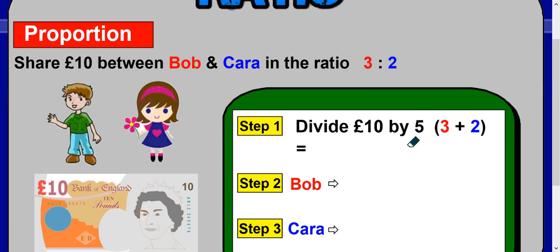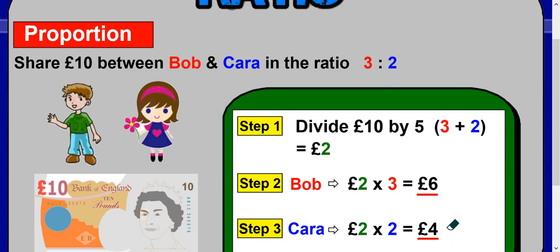You add the 3 and the 2 to get 5, and £10 divided by 5 gives £2. So Bob's getting 3 lots of that £2. That's 6. And Cara, she's getting 2 lots of that £2, so 2 times 2. A good way to check this is that these numbers should always add up to give the original thing you're splitting up. So we've split £10, Bob gets 6 of it and Cara gets 4 of it.